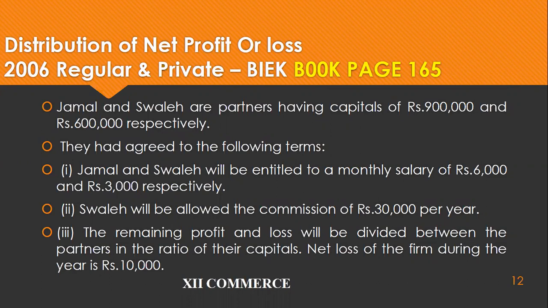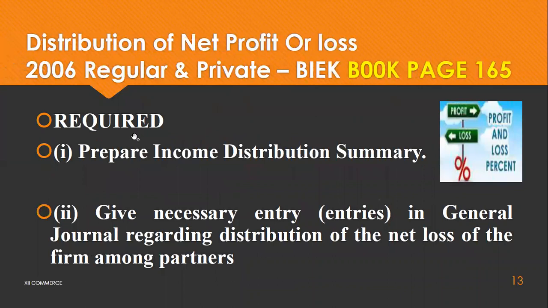ठीक है, here we have in this question net loss of the firm. ठीक है, negative value given है, net loss mention है, तो definitely आप इसको bracket में लिखेंगे. And your amount is 10,000 rupees, it is mentioned, it is rupees. ठीक है, hope so no more queries in this. I proceed further. This is your required part for the examination, for which you will get the marks. You have to prepare the income distribution summary, and then you have to prepare the necessary entries in the general journal recording according to the net loss.